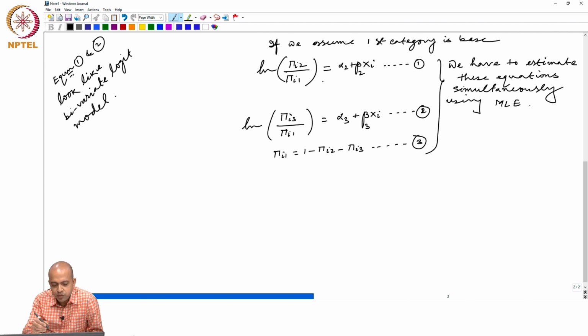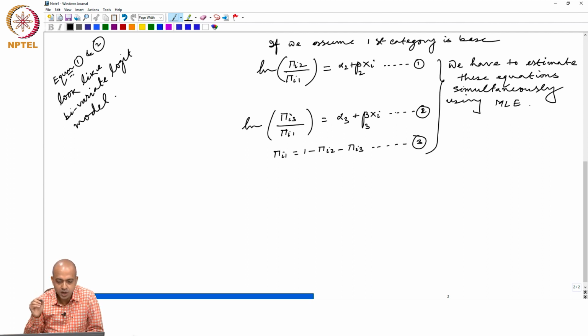So, this is like a bivariate logit model, because if we recall, in bivariate logit also what we are estimating is log of pi by 1 minus pi equals alpha plus beta xi. That means, in a bivariate logit model, we are basically estimating the relative probability of success over failure. Here, what we are estimating is the relative probability of a 2 years college over no college, and in equation 2, the relative probability of a 4 years college over no college. So 1 and 2 look exactly like a bivariate logit model.